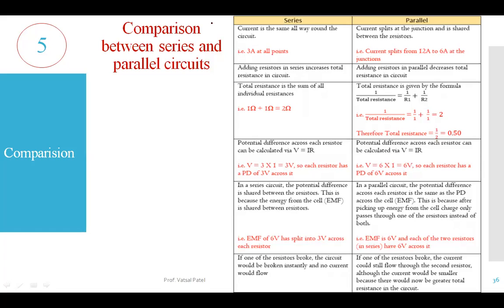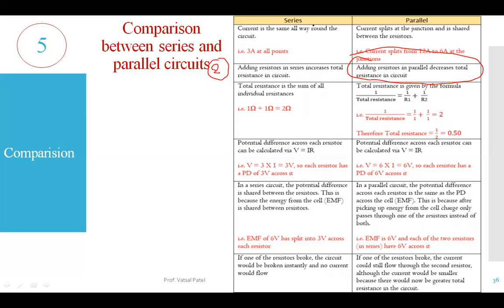Now the second comparison point: adding resistance in series increases the total resistance in the circuit. When you have a series connection and add more resistance in series, the total resistance will increase. But in the parallel combination, when you add resistance in parallel, the total resistance value in the circuit decreases. So this is the difference given over here. If you find any difficulty, please ask me.